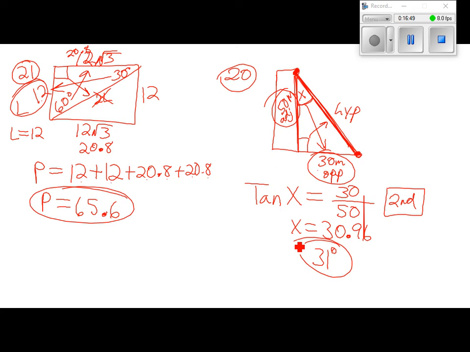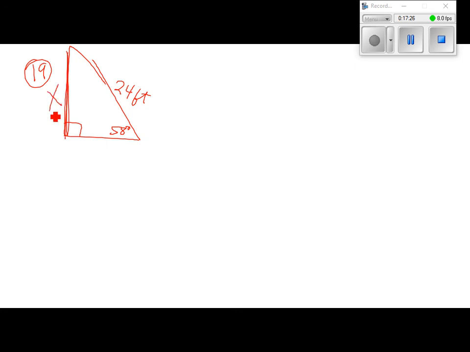The next one after problem 20 is problem 19. On problem 19, it says a 24-foot ladder makes a 58-degree angle with the ground. So we got this ladder, it's 24 feet. It's touching the ground down here, makes a 58-degree angle with the ground. Apparently the ladder is leaning up against a wall, and hopefully the wall makes a 90-degree angle with the ground. How many feet up a wall will the ladder reach? So we're looking at this distance. You got to remember to put your variable in there.